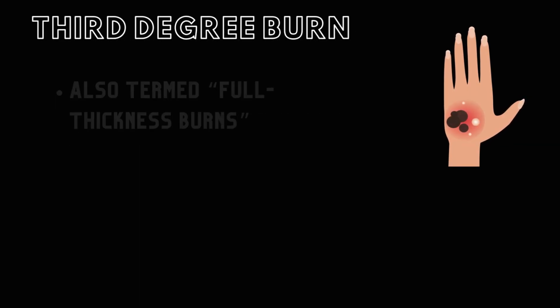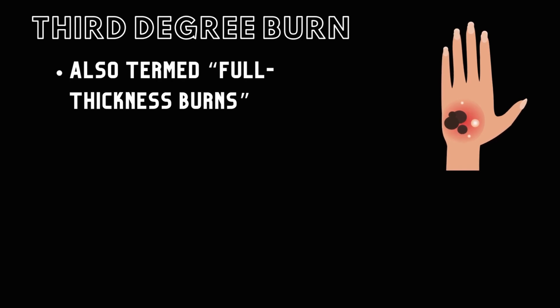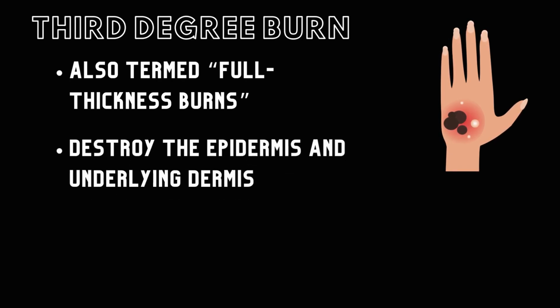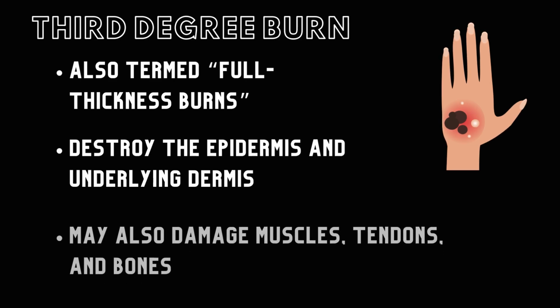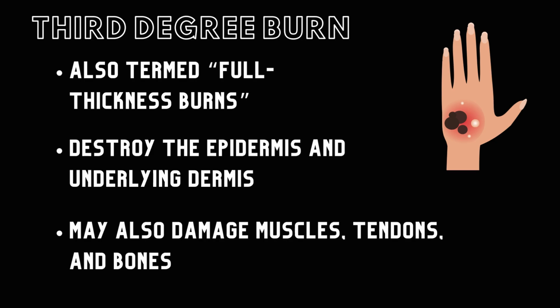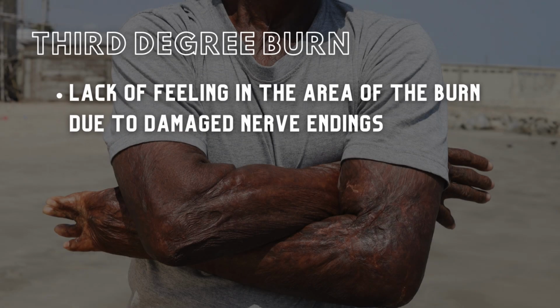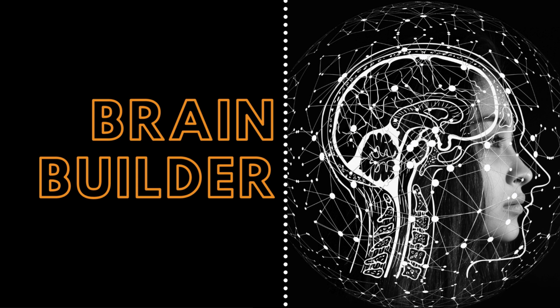Third-degree burns, also termed full-thickness burns, completely destroy the epidermis and underlying dermis. It is not uncommon for third-degree burns to also damage muscles, tendons, and bones. The burn site has a white or charred appearance. The burn victim lacks feeling in the area of the third-degree burn, as all of the nerve endings within the burn area have been destroyed. Next, we will look at the causes and treatments for burns, and finally, give a patient example.